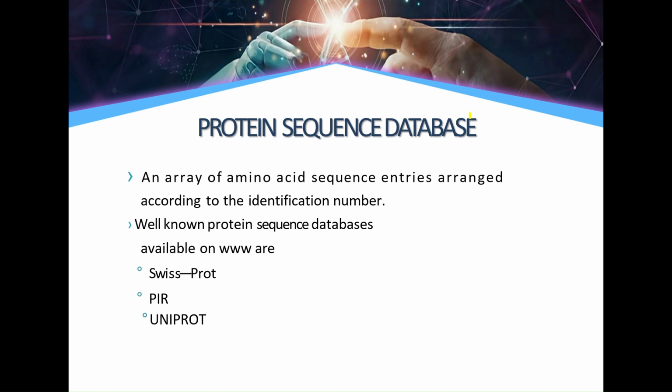Now comes the protein sequence database. Apart from DNA, proteins are equally important, as you all know. We have protein sequence databases like SwissProt, PIR, and UniProt, which provide detailed information about protein structure, function, and annotations. These are unique for protein sequences.